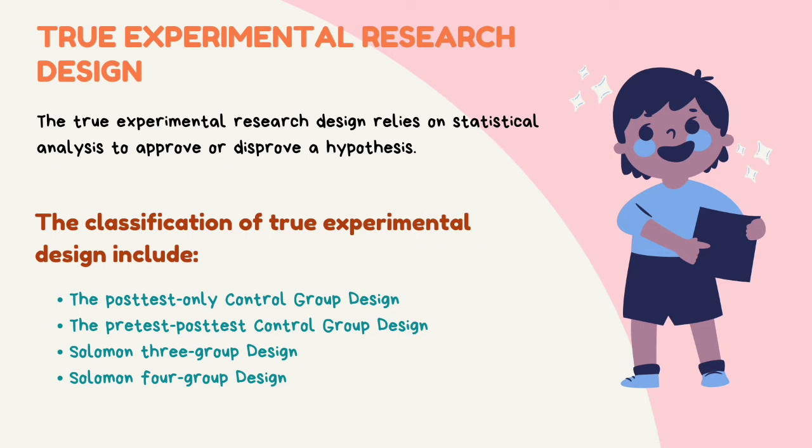And then the next slide we have true experimental research design. The true experimental research design relies on statistical analysis to approve or disapprove a hypothesis. The classification of true experimental design includes the post-test only control group design, the pre-test post-test control group design, the Solomon 3 group design, and the Solomon 4 group design.